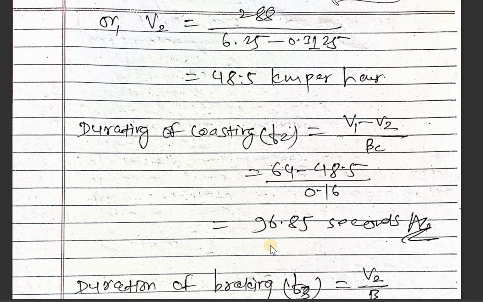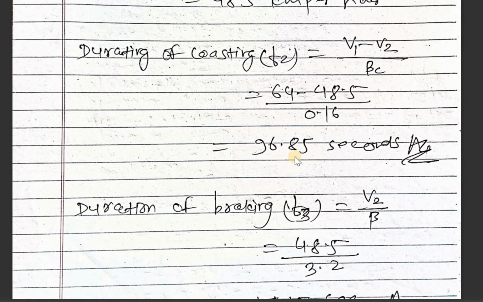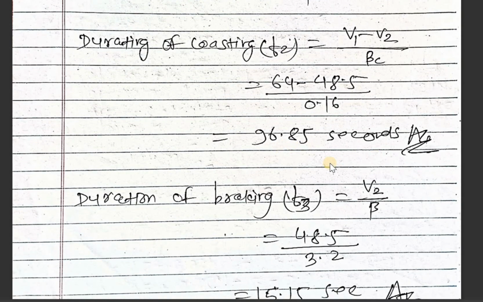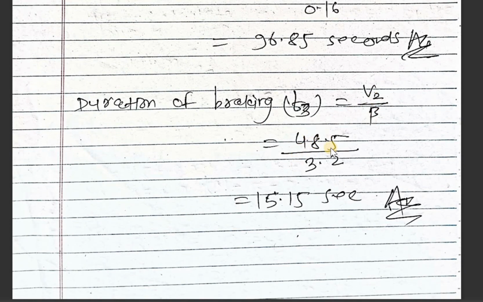So the duration of coasting, T2, is 64 minus 48.5 upon 0.16, that is 96.85 seconds. And the duration of braking, T3, equals V2 upon beta, so 48.5 upon 3.2, that is 15.15 seconds.